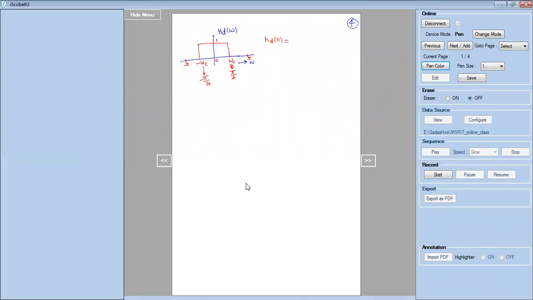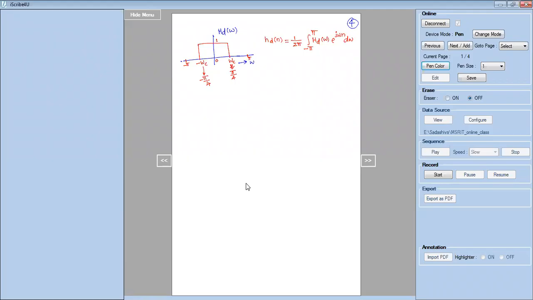So how to obtain that? I'll apply the definition, the inverse DTFT formula. So HD of n, the desired filter impulse response, is nothing but 1 by 2 pi integral from minus pi to pi of HD of omega into e to the power of j omega n, integrated with respect to omega. Can you tell me what it will be? Sinc function. Okay, it will be a sinc function.